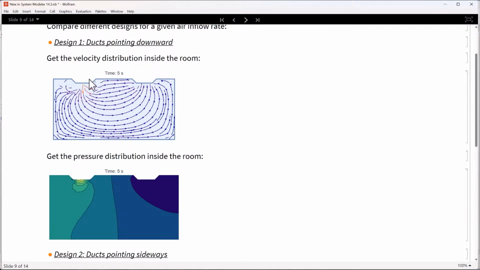Let's look at scenario 1 where the two ducts are pointing downwards. Velocity plots show strong jets hitting the floor, creating uneven circulation. Pressure is high near the inlets but drops off in the back.